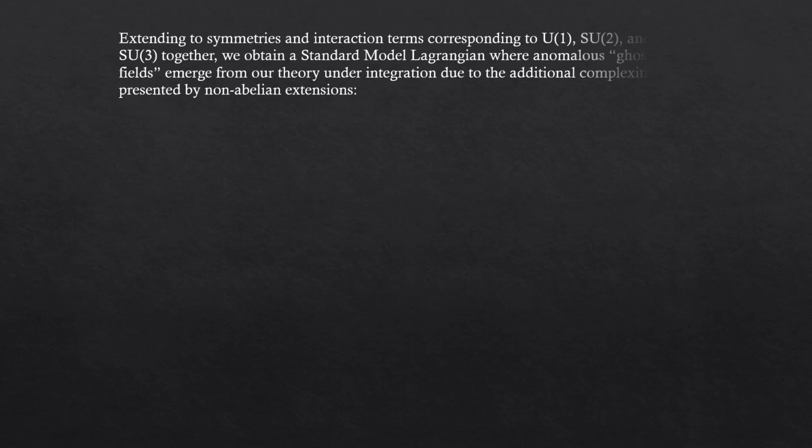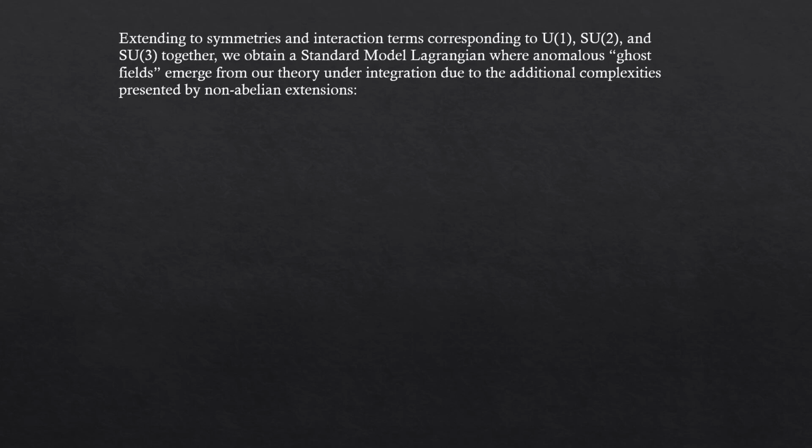So by extending the symmetries and interaction terms corresponding to the full SU3 cross SU2 cross U1 group, we obtain a standard model Lagrangian density where these anomalous, quote-unquote, ghost fields emerge from our theory. Now these are non-physical degrees of behavior that we want to eliminate in our theory.